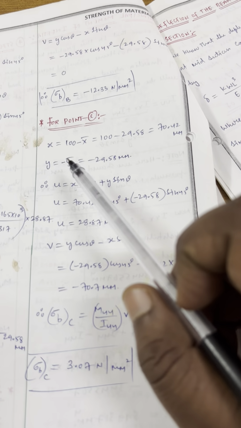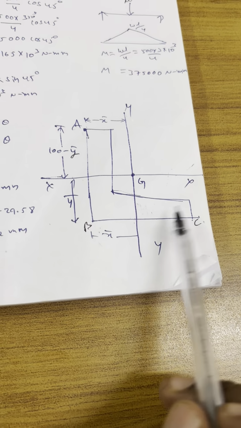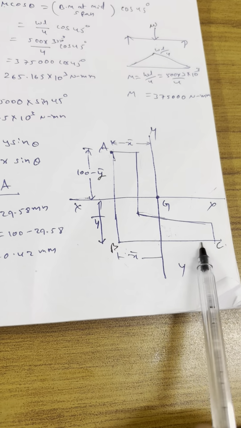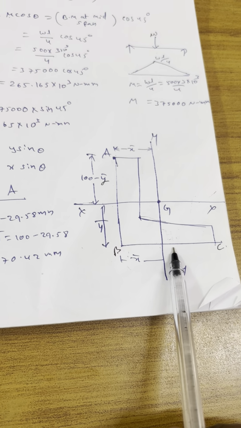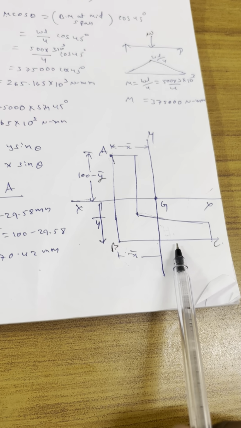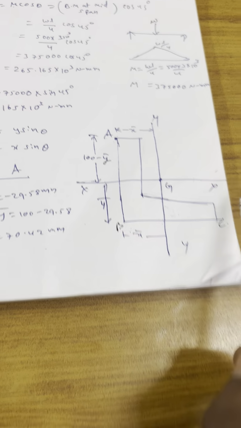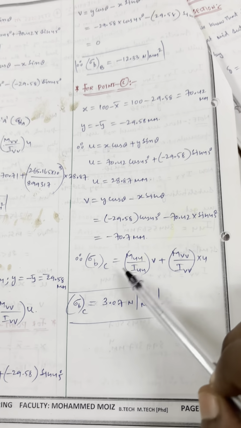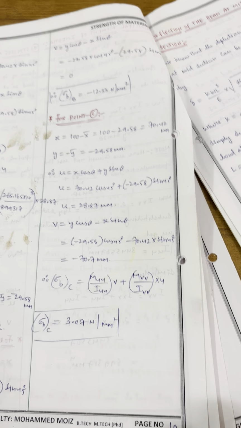Next, it's C. So where is C? C, that means this distance. So what is this distance? 100 minus x bar. So x equal to 100 minus x bar, and y equal to minus y bar. Substitute in the formula, you will get sigma bending stress at C as 3.07 Newton per mm square.